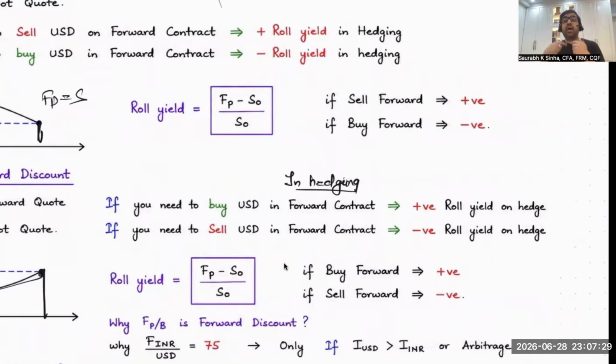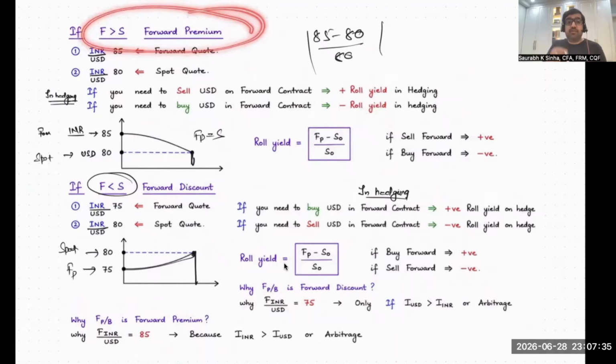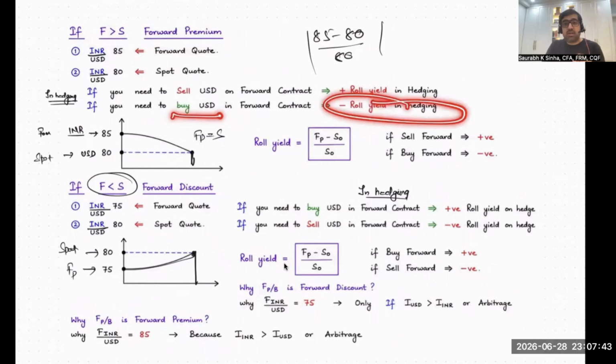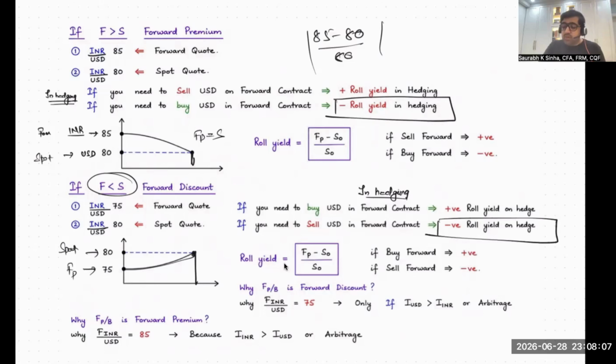But to hedge in the forward premium, if you need to buy USD in the forward premium scenario, then there would be a cost. What is the cost? The cost is negative roll yield. And if you need to sell USD in the forward contract in the scenario when the USD is trading at a forward discount, this will lead to a negative roll yield for hedging, and that is the cost. So, where are the costs? In these two scenarios, we have a cost.